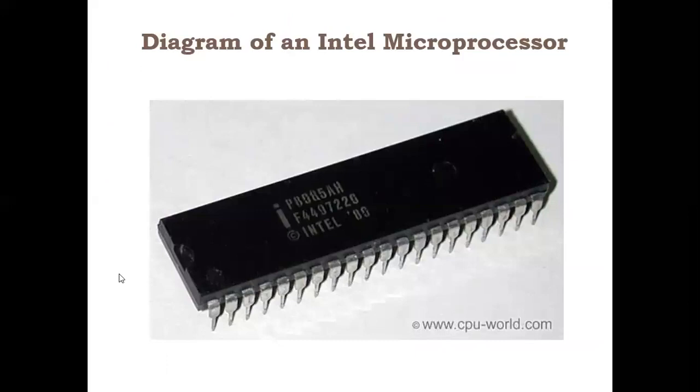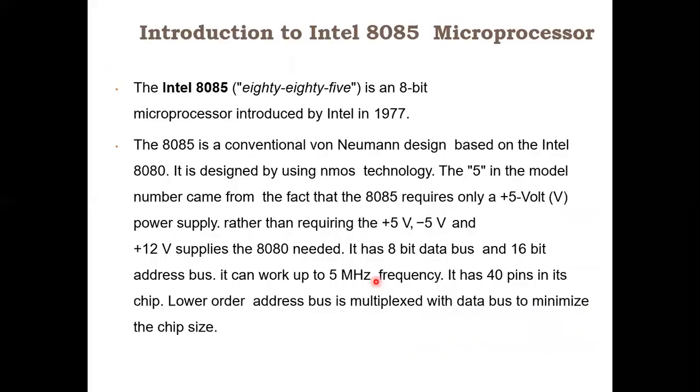The first microprocessor was invented by Intel. That is the 8085 Intel IC. The Intel 8085 is an 8-bit microprocessor which was introduced in 1977. The 8085 is a conventional von Neumann design based on the Intel 8080. It is designed using NMOS technology. The 5 in the model number came from the fact that the 8085 requires only a 5 volt supply. The 8 represents the 8-bit data bus, and the 5 represents the 5 volt power supply.